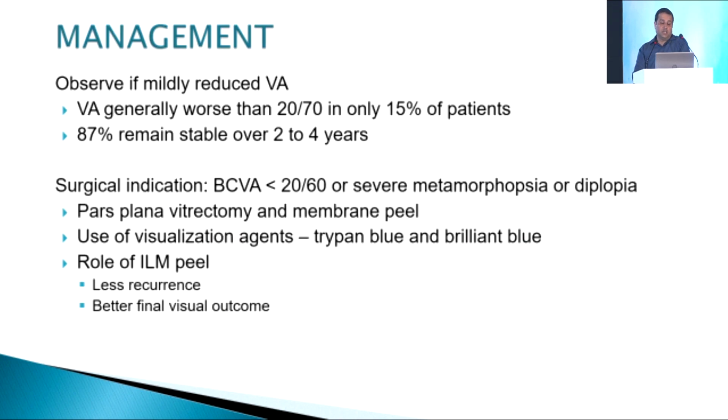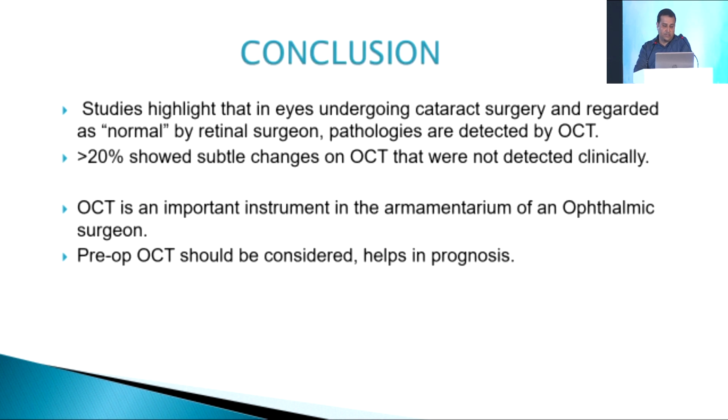So for these patients, if it is mild and the vision is better than 6/18, we will not operate, we will just observe, because 87% of them remain stable over 2 to 4 years of follow-up. Only 15% will have poor vision and are candidates for surgery. So the surgical indication is either progressive deterioration of vision or significant metamorphopsia. In this, we do pars plana vitrectomy with peeling. We usually do it with double staining and peel along with the ILM until the arcade to ensure complete removal, which helps us to have less recurrence and better final visual acuity.